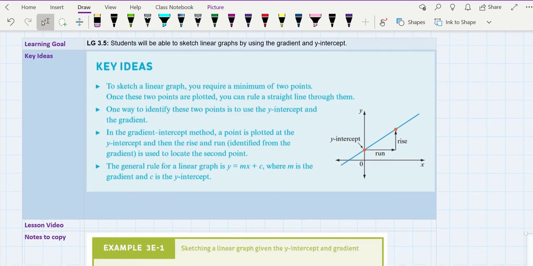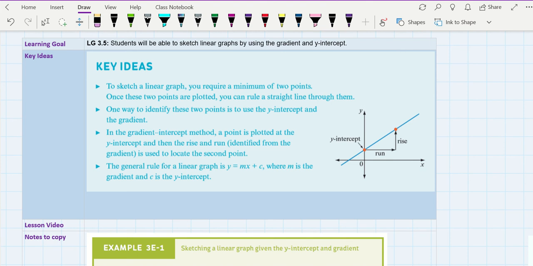So to sketch a linear graph you need a minimum of 2 points. Generally 3 to prove that it is a linear one, but if we tell you that it's linear, you can just use 2. Now once these 2 points are plotted, you can rule a straight line through them. Now one way to identify 2 points is to use the y-intercept. Now remember, the y-intercept is where the graph crosses the y-axis on the Cartesian plane.